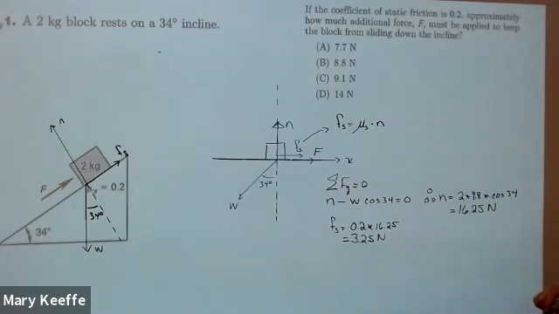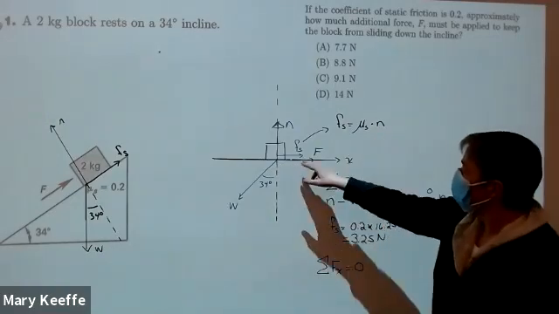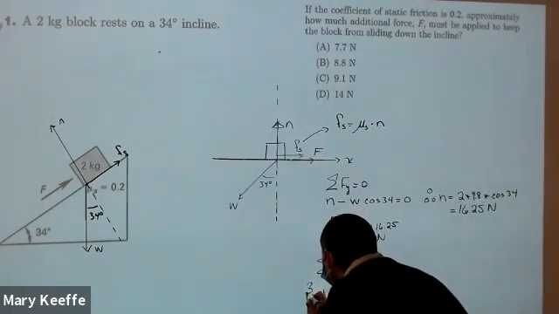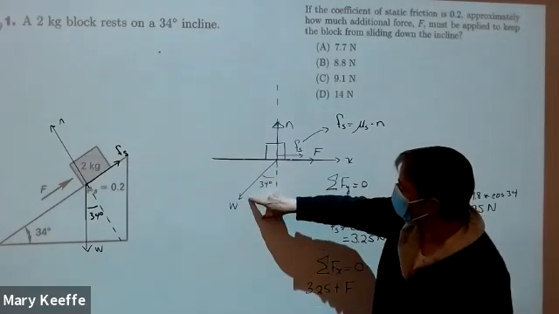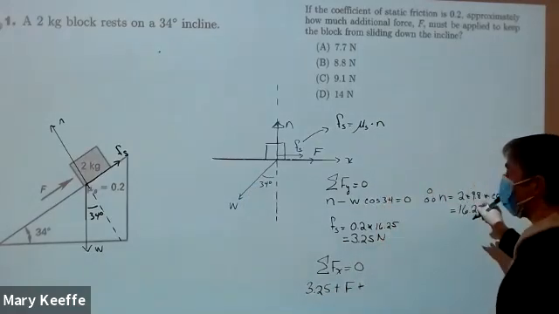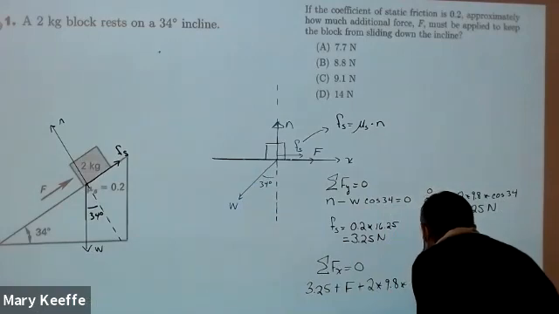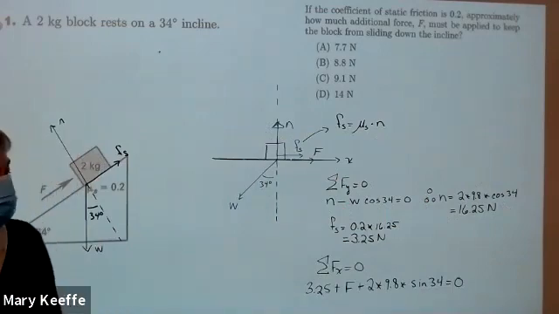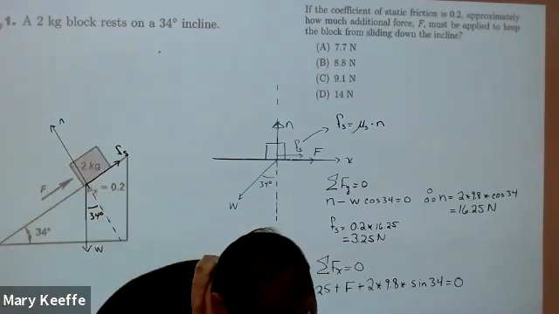Now I've got to sum forces in the x direction, equal to 0. Obviously I have these two, so that's 3.25 plus F. And then I need the horizontal component of the weight force, which is the sine component. I'm just going to put in the weight, 2 times 9.8 times sine of 34, is equal to 0. And I can solve for the force F, and I came up with 7.71.